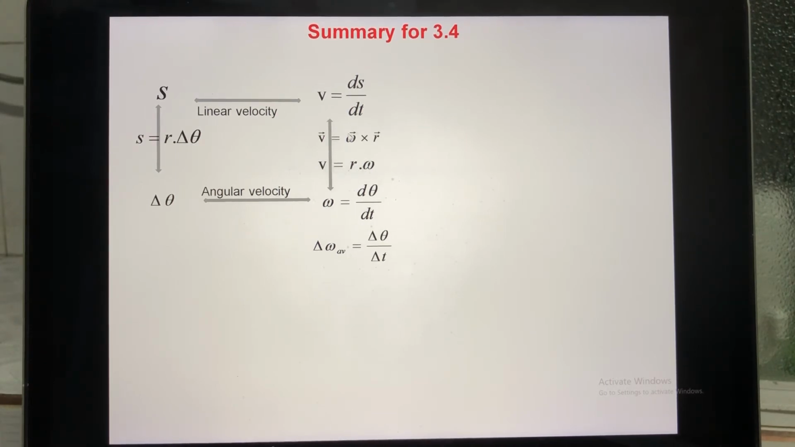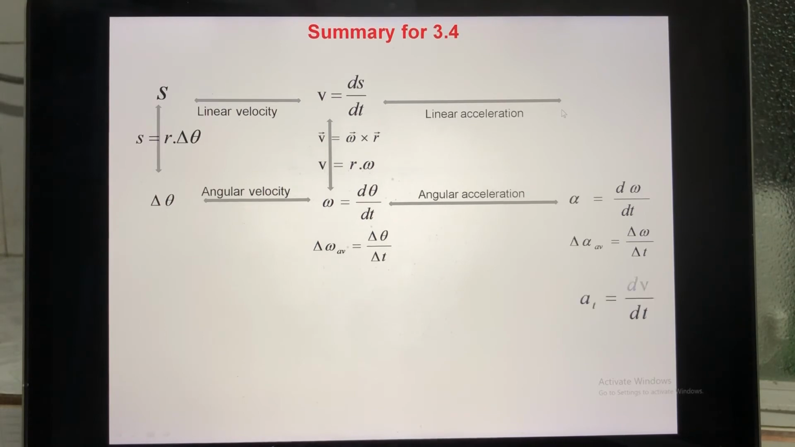The magnitude and the direction here. When you have angular velocity, you can define the angular acceleration. Here is the instantaneous, and here is average. And when you have a velocity, you can define the tangential acceleration. And here is the relation between the linear tangential acceleration and angular acceleration, like this.